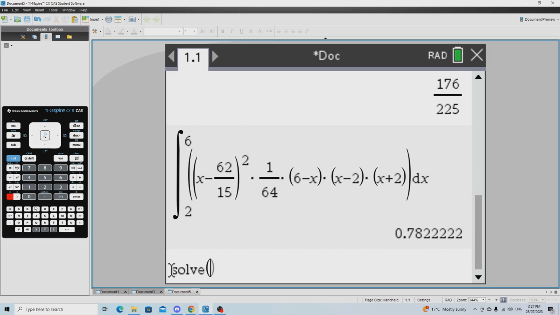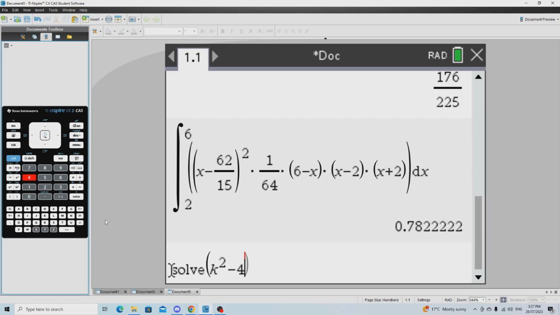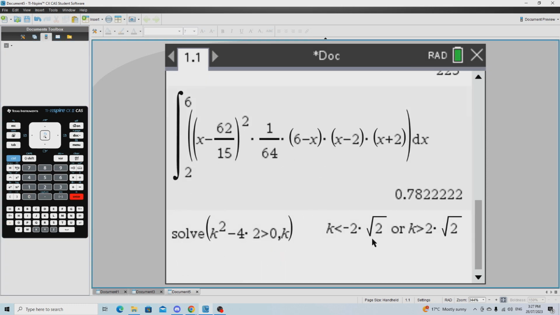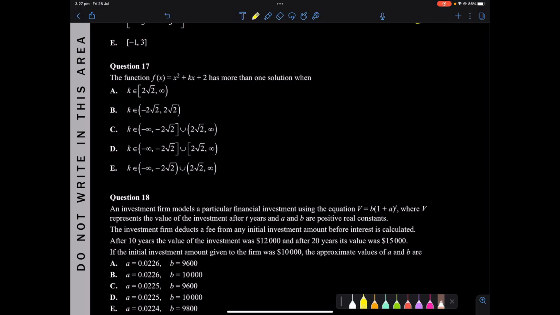Okay, so it's b squared, which is k squared in this value. So it'll be k squared minus 4. Our a value is 1 and c is 2. We want it to be greater than 0 because we want more than one solution, k. And we get k must be less than 2 in this. So it will be E. So k is negative, less than negative, not included, but looks right.